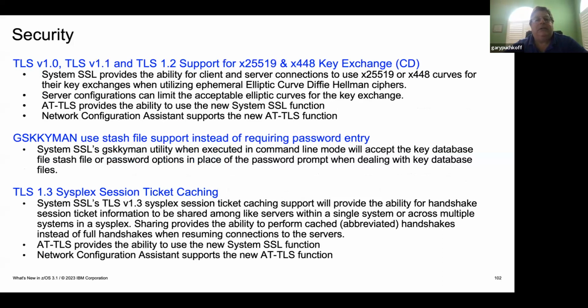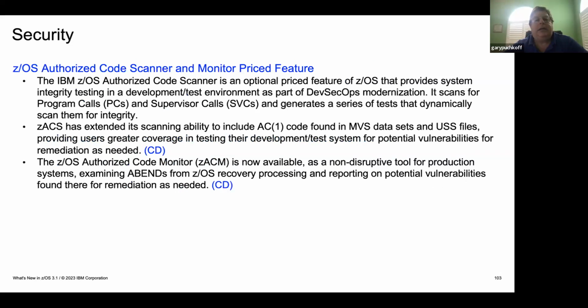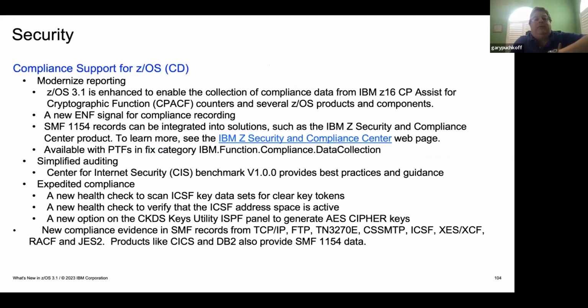TLS has support for newer key exchange protocols. GSK Keyman now supports stash files instead of requiring a password. And we have support now in TLS 1.3 in ATTLS for Sysplex session ticket caching. The authorized code scanner, I mentioned before, if you have APF authorized code of your own, you ought to have this and run it. But irrespective of that, we also have now an authorized code monitor, which will monitor specific add-ins and report potential vulnerabilities. We have a bunch of work we've done for compliance support. zOS is now generating compliance records for the TCP/IP, FTP, XES, RACF, JES2. And so all that's now available in the IBM Security and Compliance Center.